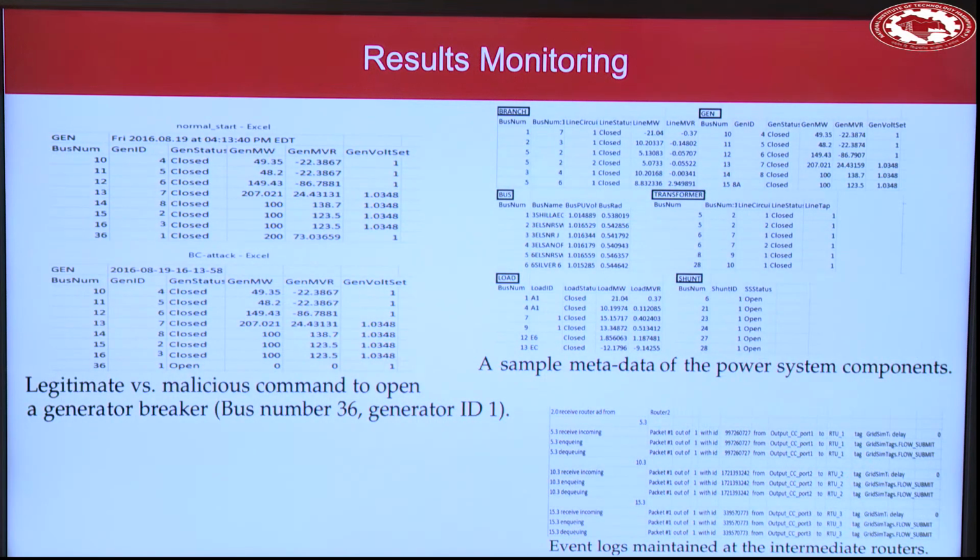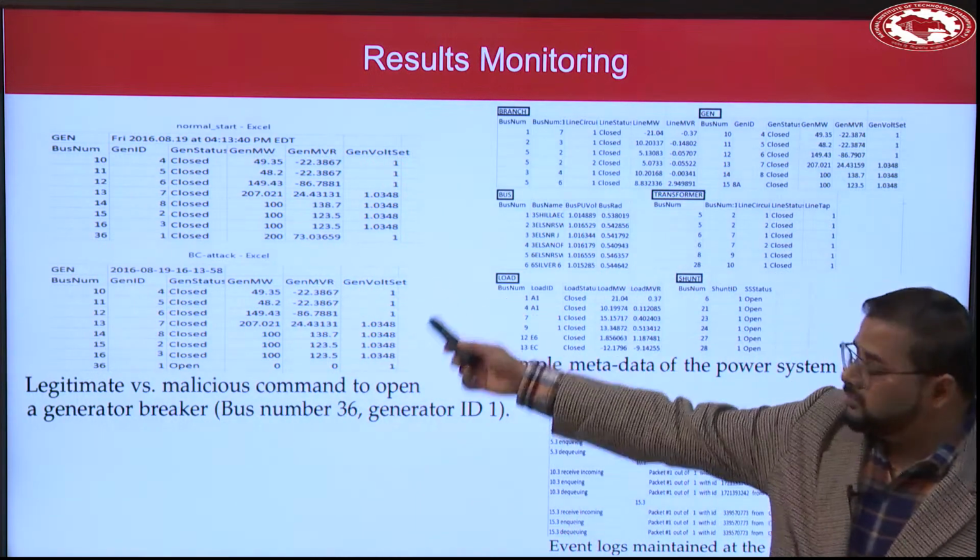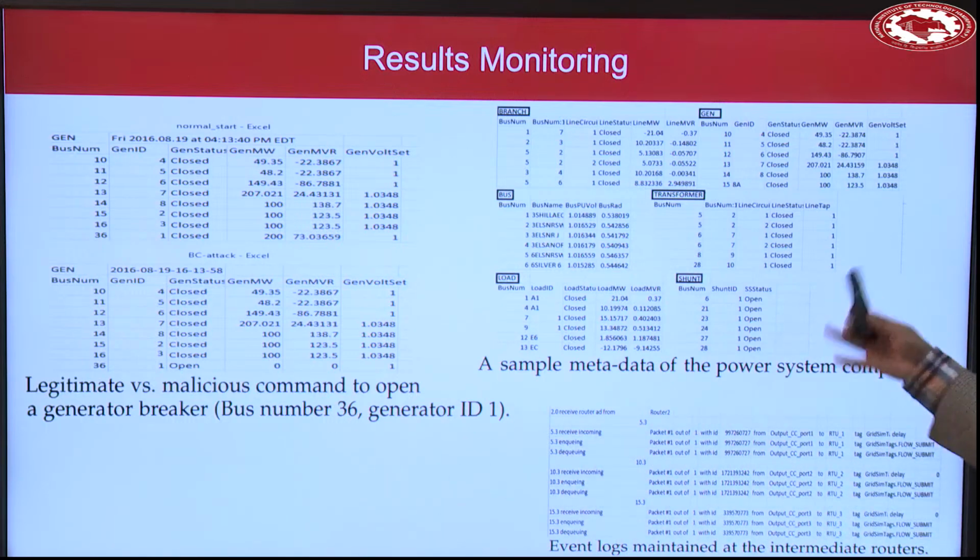So for example, it's a legitimate versus malicious command to open generator number 36. So we open the last one. The generator was closed and then we just opened it. So these are the logs and the outcomes that we have created, stored into certain files and so on, and then plotted for operators.